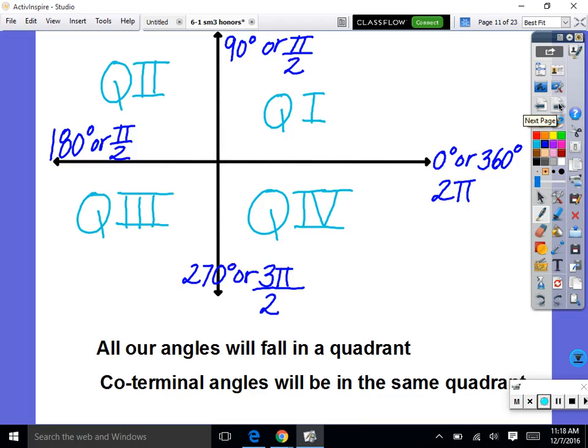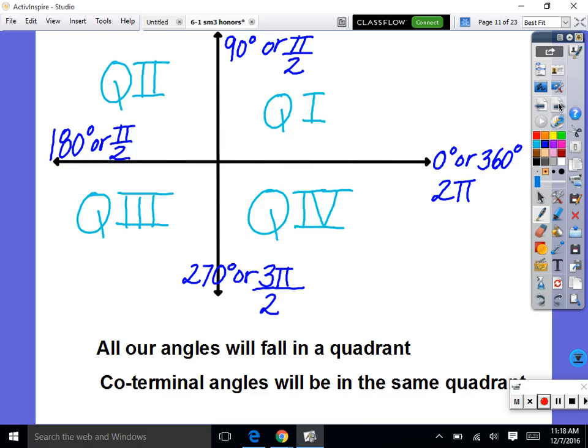Okay, so quadrant 1. This is quadrant 1, this is quadrant 2, quadrant 3, quadrant 4. So we know this is 0 degrees or 360 degrees, correct? Yeah. So in radians, that would be 2 pi. Didn't we talk about how a full circle is 2 pi? So it'd be either 0 or 2 pi.